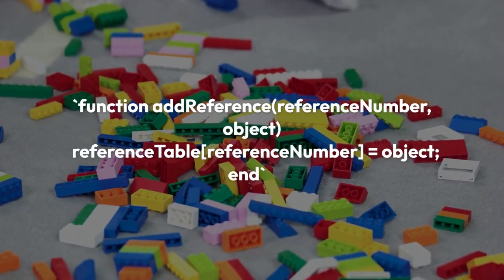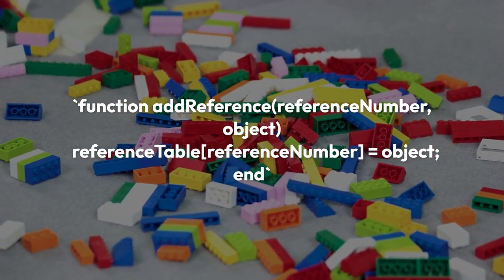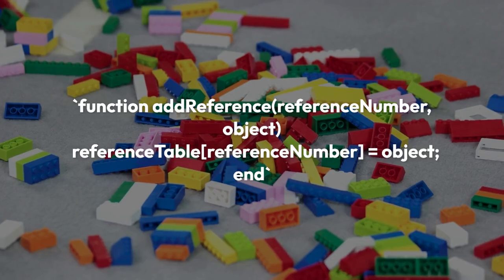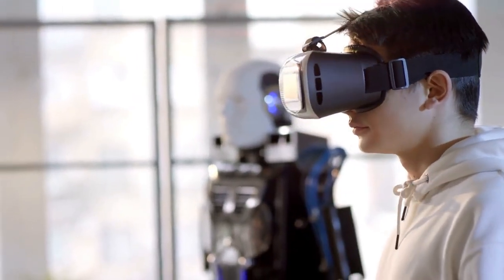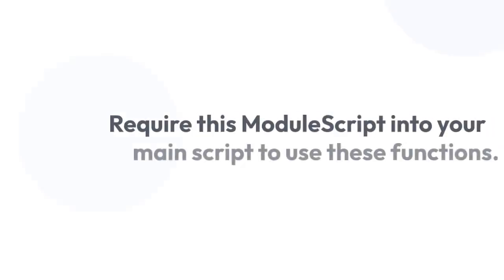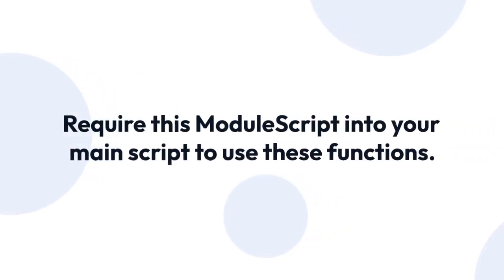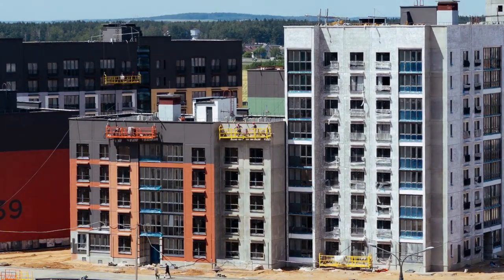For example, a function could look like this: function addReference(referenceNumber, object) referenceTable[referenceNumber] = object end. This function adds a new entry to the reference table within the module script, ensuring your reference system is contained and well managed. You would then require this module script into your main script to use these functions. This method prevents code clutter and improves the overall structure of your project.